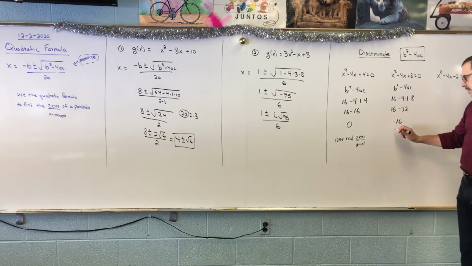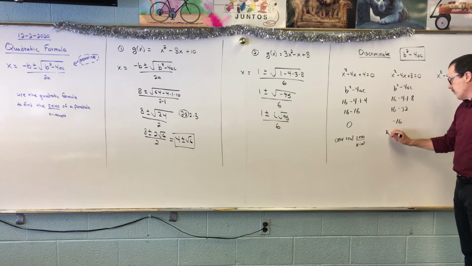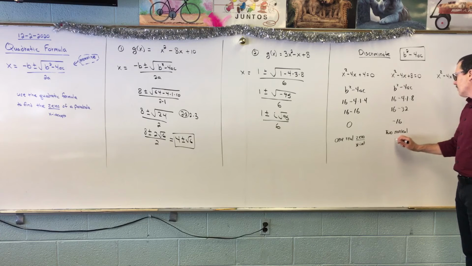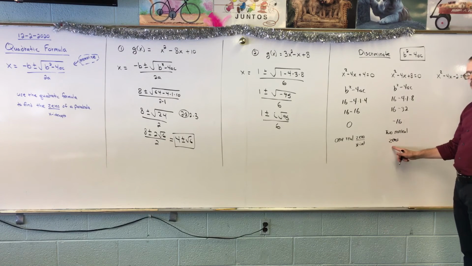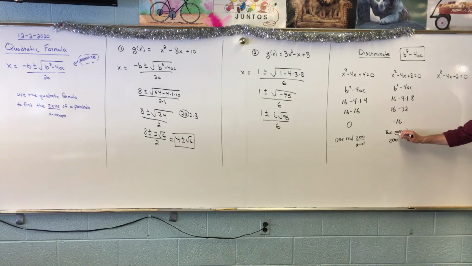That tells me there are two non-real zeros, or x-intercepts. That's what that means. So they're non-real. Basically that means imaginary, so they kind of use those words interchangeably, non-real and imaginary.